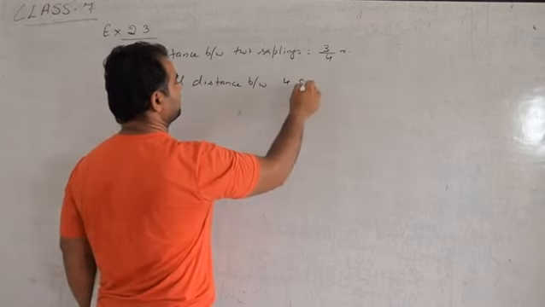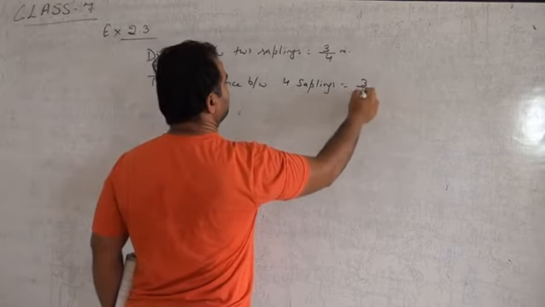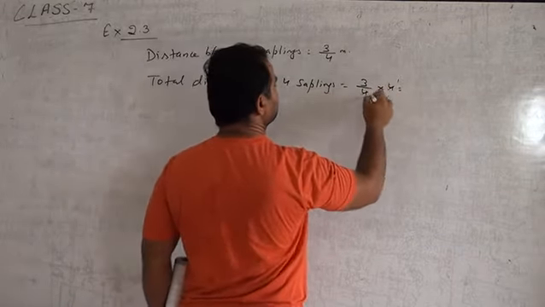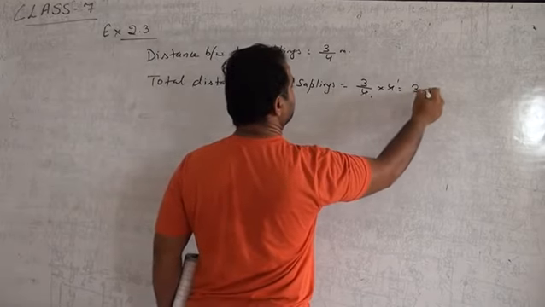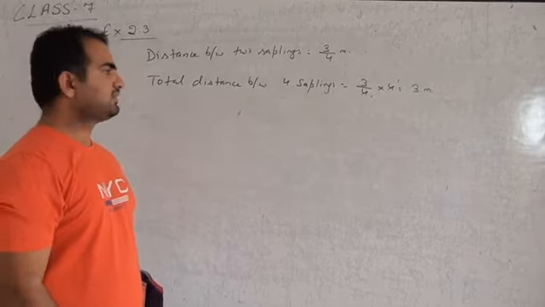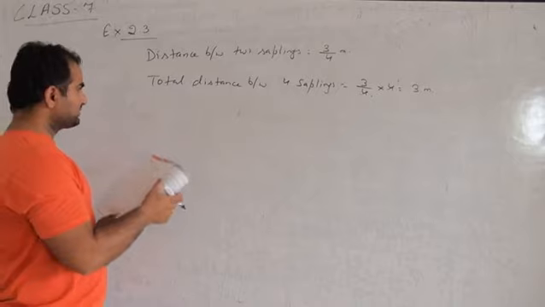It will be 3 by 4 multiplied by 4. Then it will be 4 on the 4, and 3 on the 3. So the total distance between the first and the last is 3 meter. Next is question number 6.